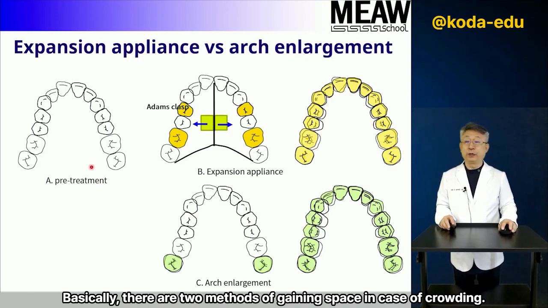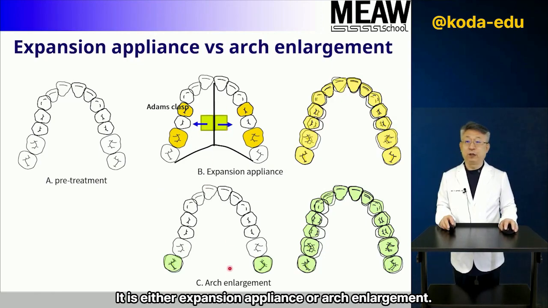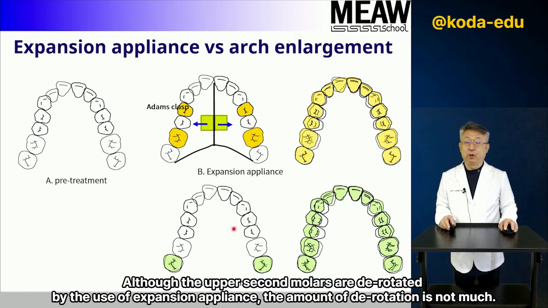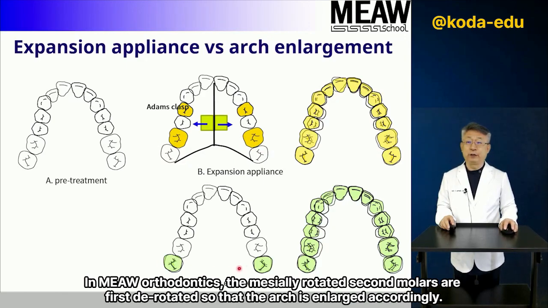Basically, there are two methods of gaining space in case of crowding. It is either expansion appliance or arch enlargement, although the upper second molars are derotated by the use of expansion appliance. The amount of derotation is not much. In MEAW orthodontics, the mesially rotated second molars are first derotated so that the arch is enlarged accordingly.